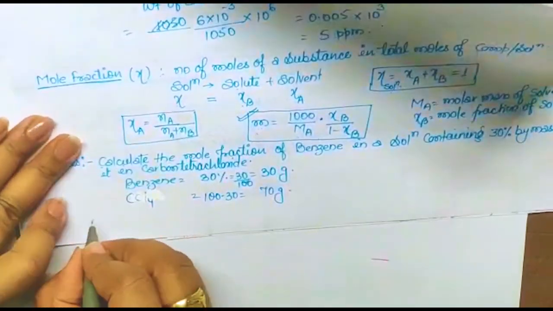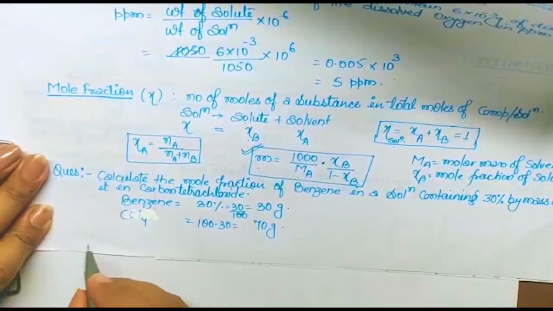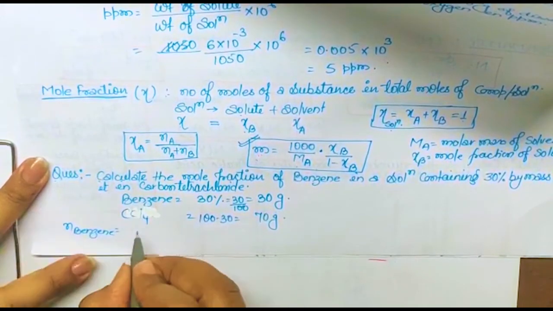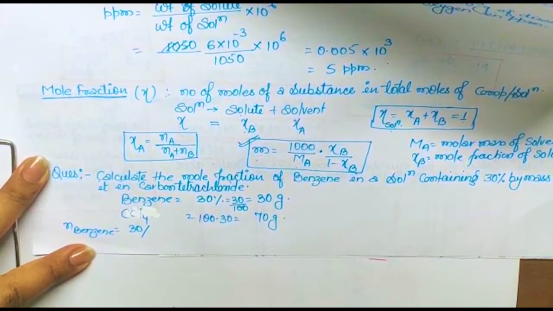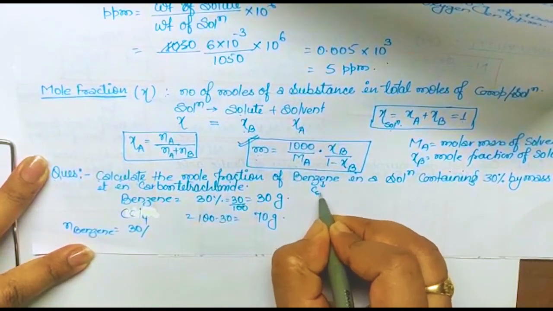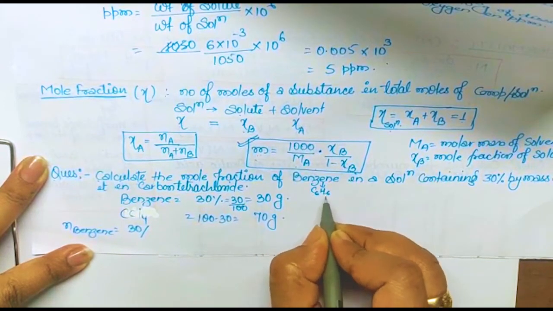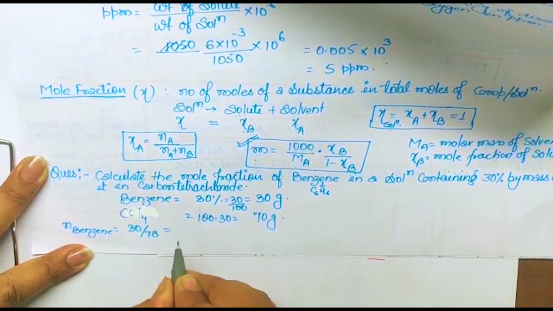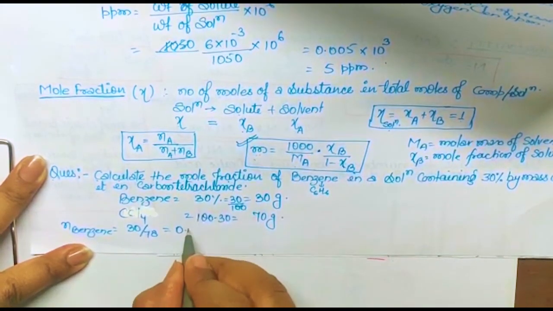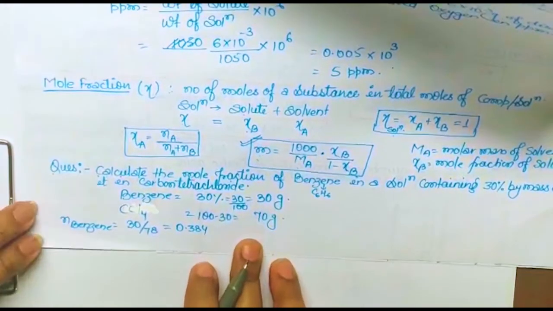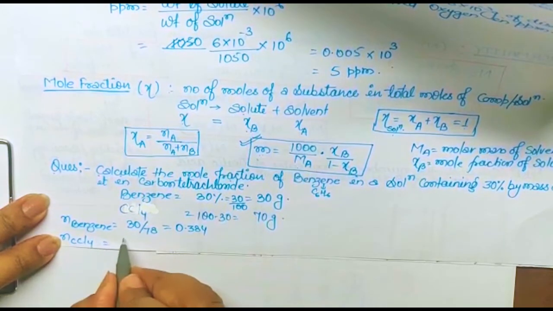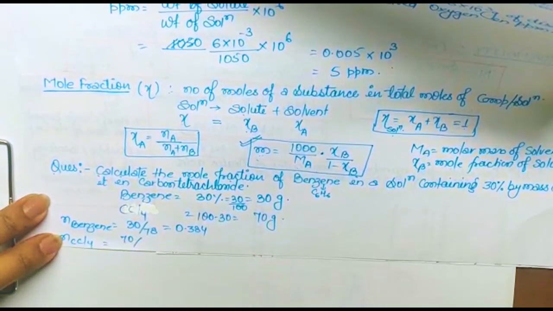So you find the mole fraction, moles of benzene. That will be 30 upon, benzene's formula is C6H6. That means 78, isn't it? Benzene is C6H6. 12 times 6 is 72 and 6, 78. So if you divide it, you will get 0.384. Yes, okay.